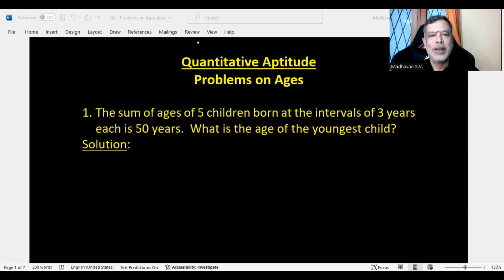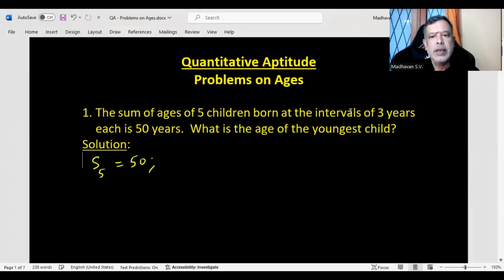In this video, we will understand some problems related to ages, part of quantitative aptitude. First one: the sum of ages of 5 children born at intervals of 3 years each is 50 years. So here they gave us the sum of those 5 children. Let us consider that as S suffix 5. Sum of 5 children is given as 50.